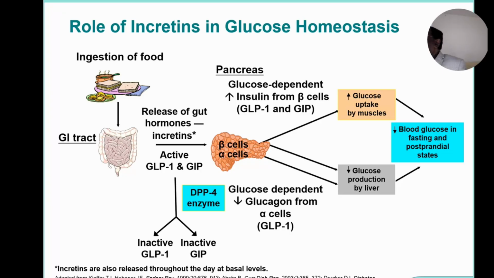So by seeing the food, we are producing saliva, we are giving signals to the intestines. Intestines responded. Intestines secreted GLP-1 and GIP, but there is one villain. That villain is DPP-4 enzyme, and DPP-4 enzyme will make this active GLP-1 and GIP inactive.